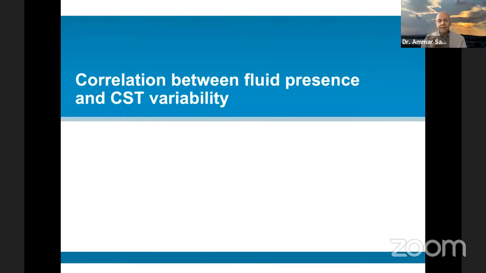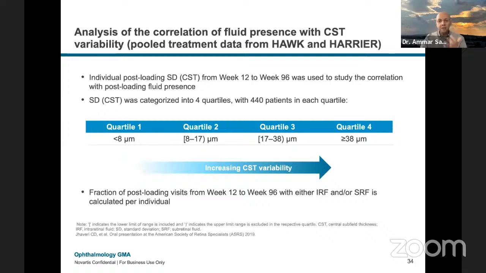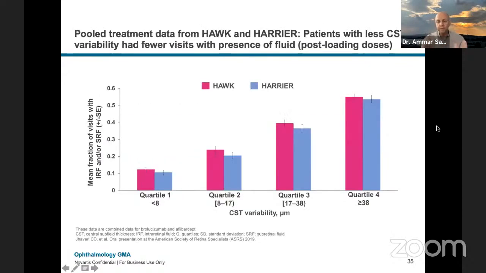Now, is there a correlation between the variability of the CST and fluid? So basically, if you have a lot of variability, does that mean you have a lot of fluid or not? And let's look at that. When we look at these quartiles here, again, low variability versus high variability, and plot that against fluid, you also see the same conclusion. So when you have low variability in the thickness, the likelihood of having fluid is low. When you have high variability, the likelihood of having variation and fluid is high.